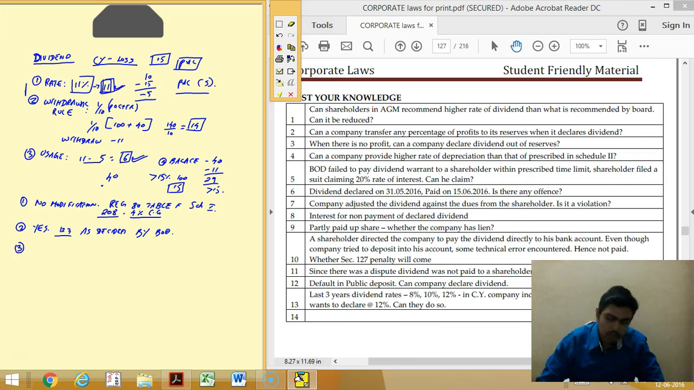Then question number 3, when there is no profit, can a company declare dividend out of reserves? Yes, it is possible. Reserve rules have to be followed. 4 rules are there.